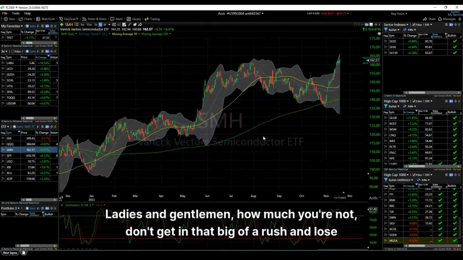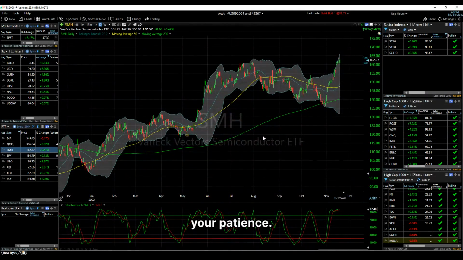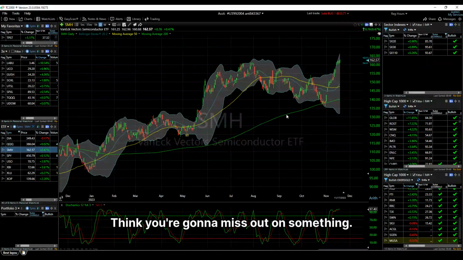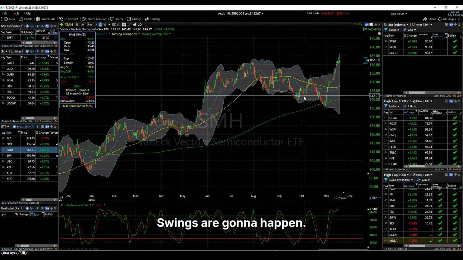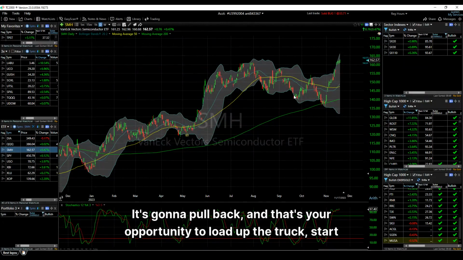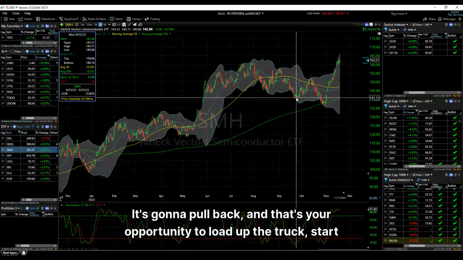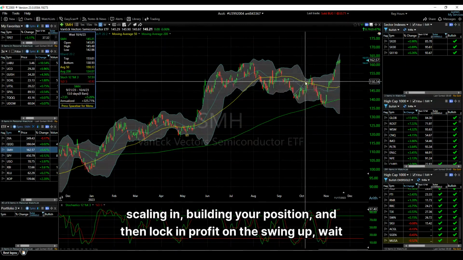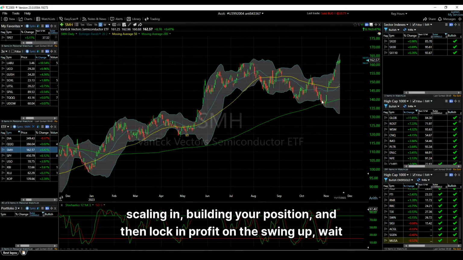Don't get in that big of a rush and lose your patience, thinking you're going to miss out on something. Swings are going to happen. It may take a month for the market to pull back, but guess what? It's going to pull back, and that's your opportunity to load up the truck, start scaling in, building your position, and then lock in profit on the swing up.